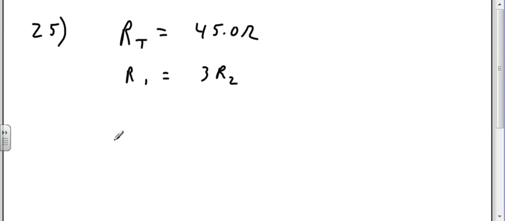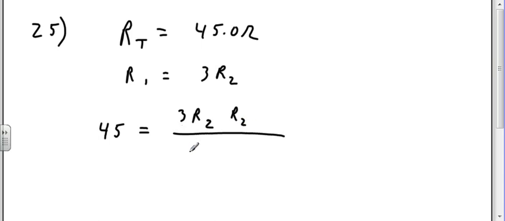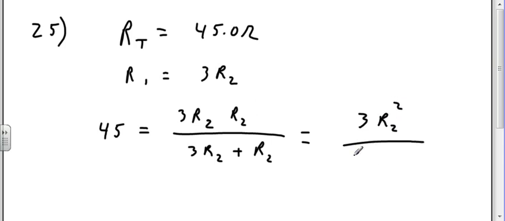Okay, so that being the case, I have 45 is equal to R1, which is 3 times R2, times R2 divided by R1, which is 3 times R2, plus R2. All right, so I got 3R2 squared divided by 4R2.